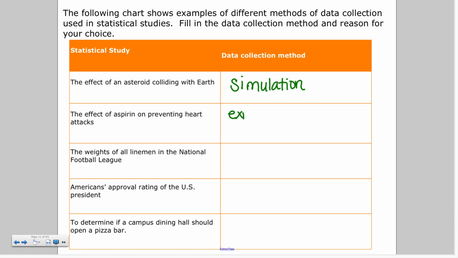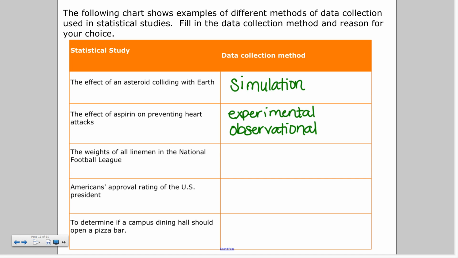Well, we could do experimental with that one. We could also do observational. You could sit back and watch how somebody reacts to that, if aspirin really prevents heart attacks. Of course, with observational, you can't change anything, especially with the experimental, though. You could section it out and say, okay, these people have had a heart attack, these people have not. I'm going to give them aspirin and see if that helps anything.